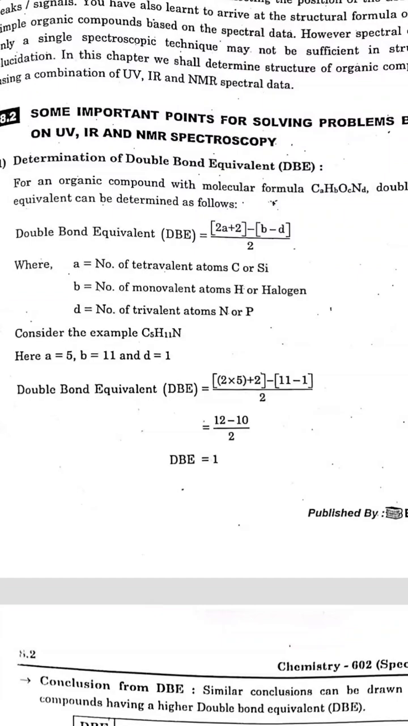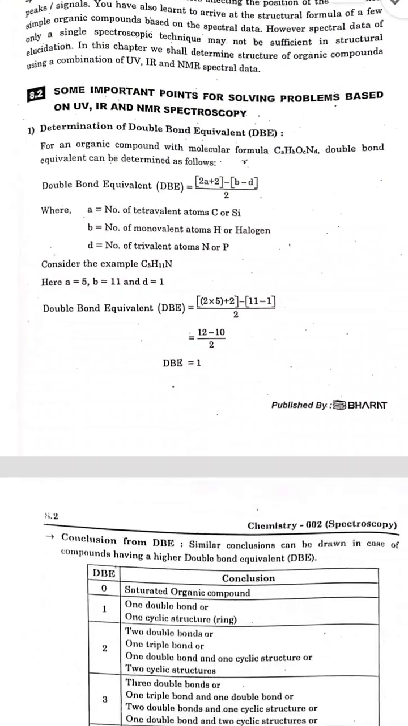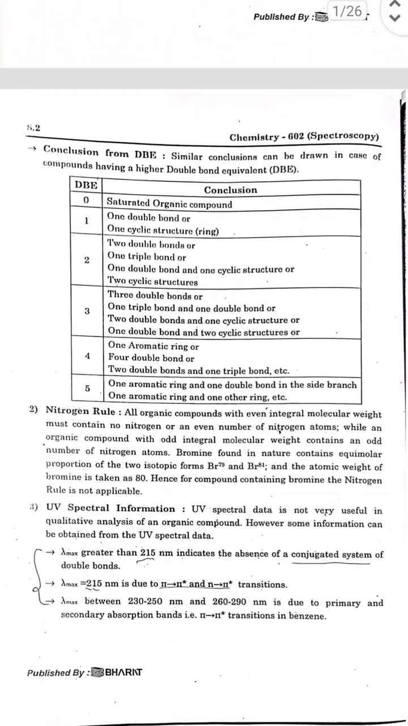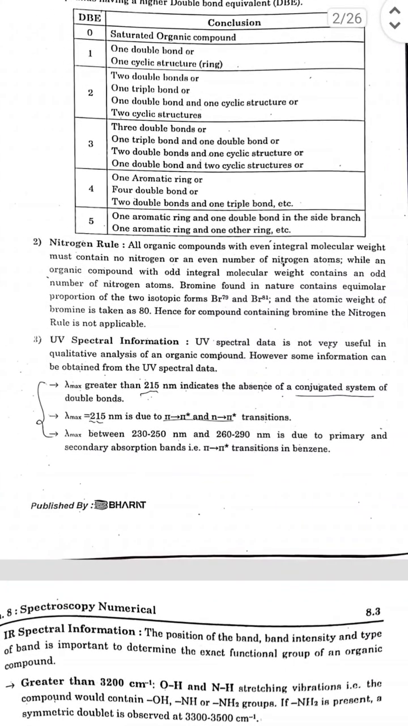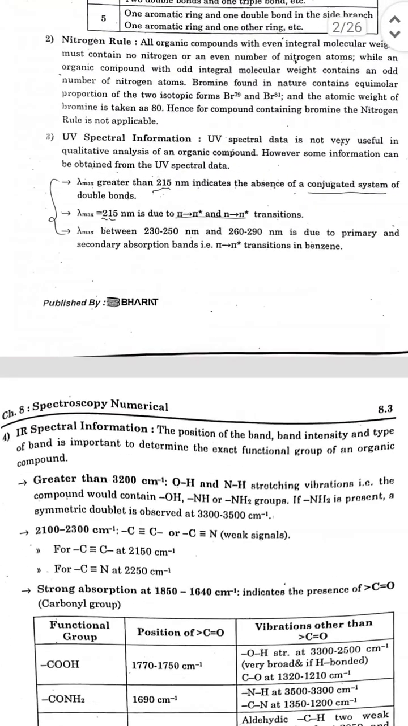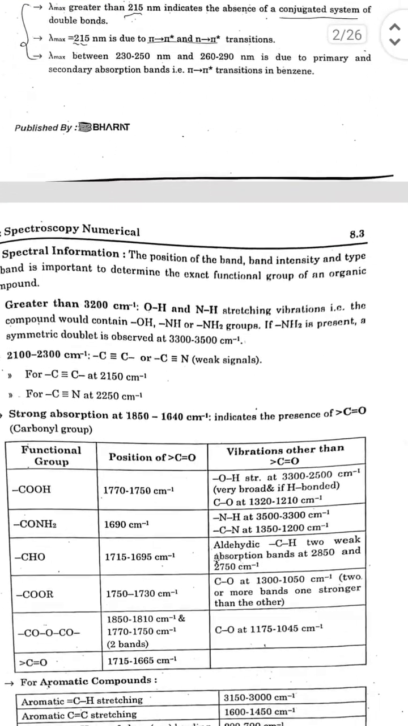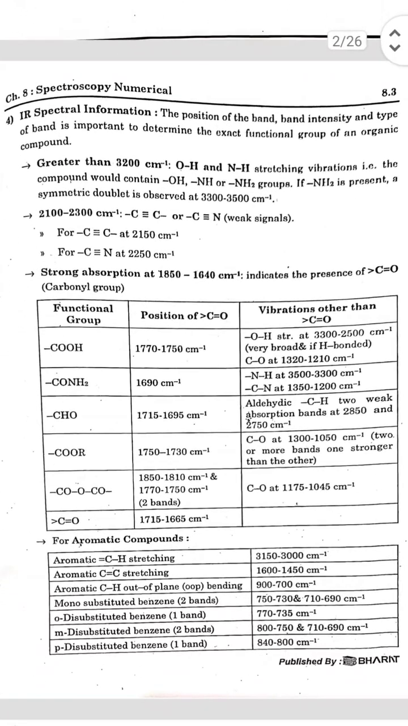Okay, here some examples are also calculated. You can listen and read carefully. Here the conclusions for DBE are also determined, the nitrogen rule also, and UV spectral information. You can clearly remember this, and it is very helpful for your exam.